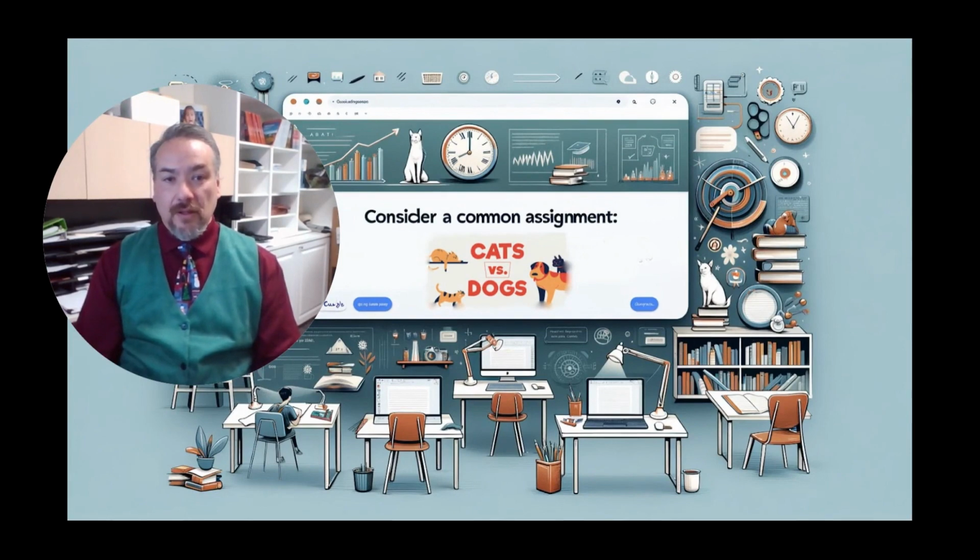Consider a common assignment, writing a paragraph on why cats are superior to dogs. The objective isn't to draft a paragraph or to showcase pet preferences. It's about cultivating analytical and communicative skills. Now let's examine this in the context of AI.